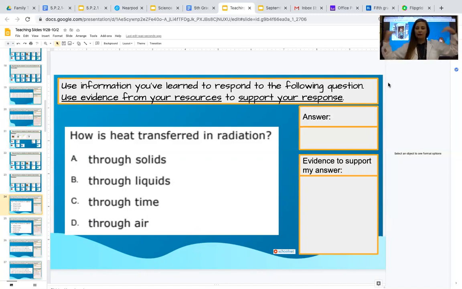So those waves and those rays, do they transfer through solids, through liquids, through time, or air? Uh-oh, 3 correct answers. You guys are rocking.